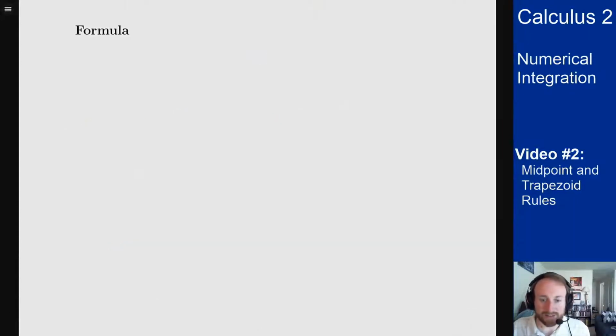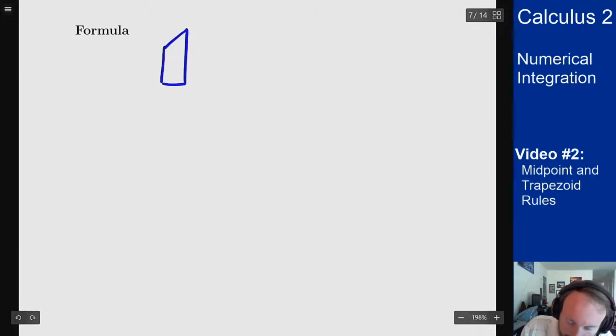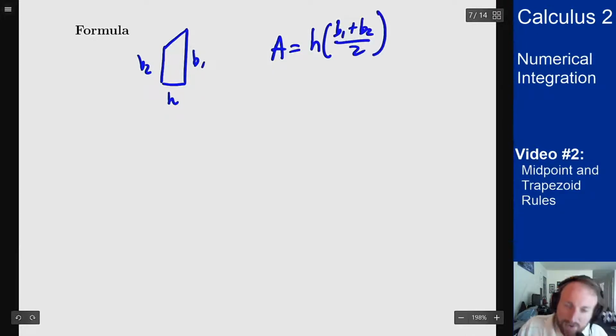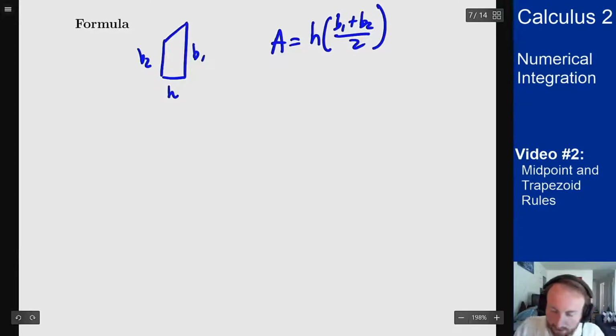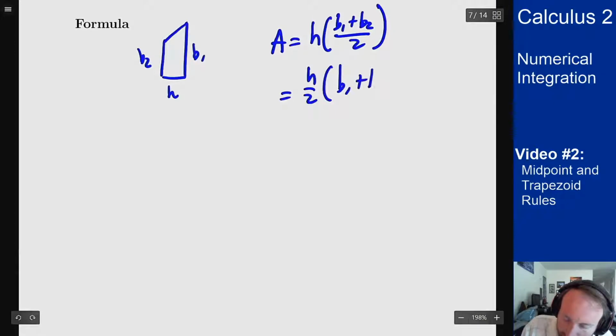So let's start with basic geometry in trapezoids. If I have a trapezoid like this, this is my height h, this is my base 1 and my base 2, what's the area of this trapezoid? Well, the area is going to be h times (b1 plus b2) over 2, basically the height times the average of the bases. Or the way we write this is h over 2 times (b1 plus b2).